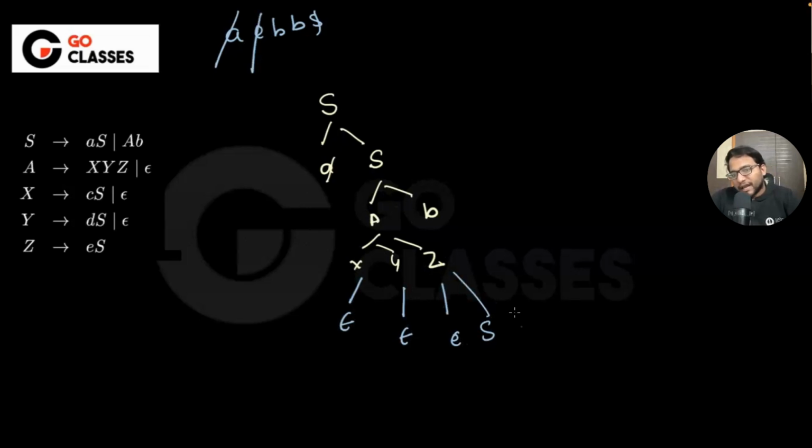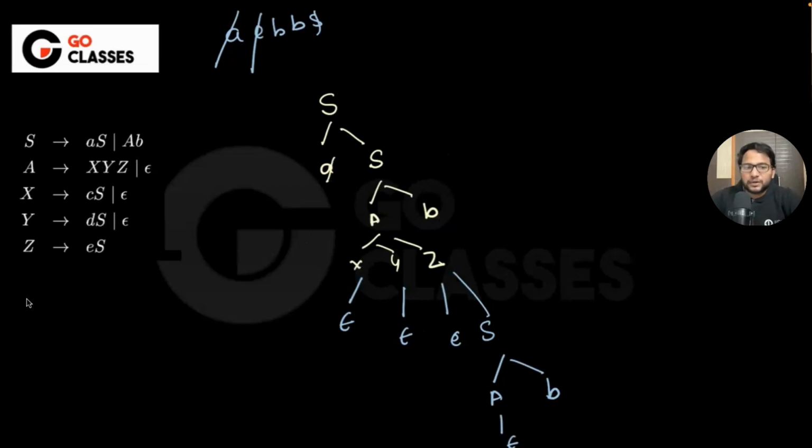Now from this S, where will you go? From this S, you will go to AS or capital AB. You will go to capital AB because you want to produce B now, right? Now, from this capital A, where will you go? If you want to generate B, then should you be going to epsilon or XYZ? If you go to XYZ, then I think you will not be able to generate B, right? So you should be going to epsilon. And then this B and this B will match, this B and this B will match, and that's all, right?